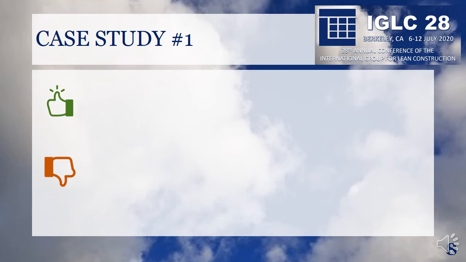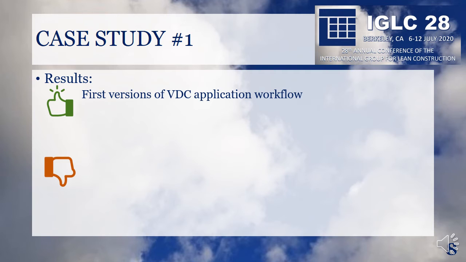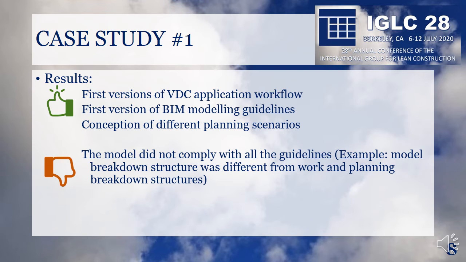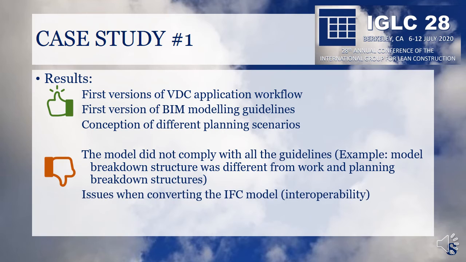The results of this case study were, on one hand, we had the first versions of VDC application workflows and of the BIM modeling guidelines that didn't exist before, as well as the conception of different planning scenarios, which was one of the metrics to be assessed. On the other hand, we had difficulties concerning the model compliancy to the guidelines. The model tree was different from work and planning breakdown structures. Issues when converting the IFC model due to the lack of interoperability between the softwares used and difficulties in assessing the metrics.